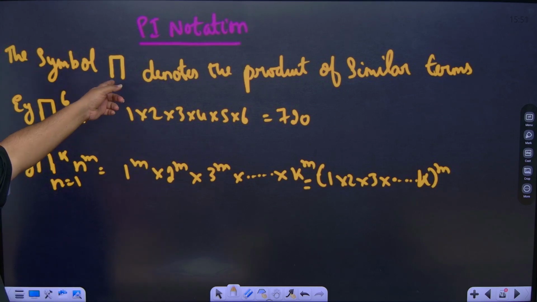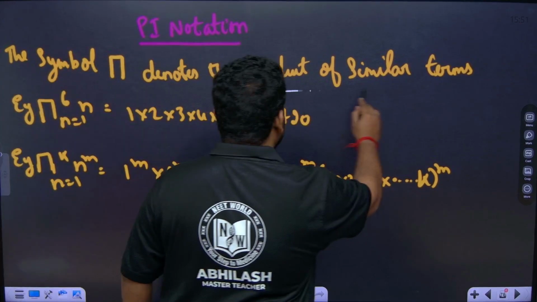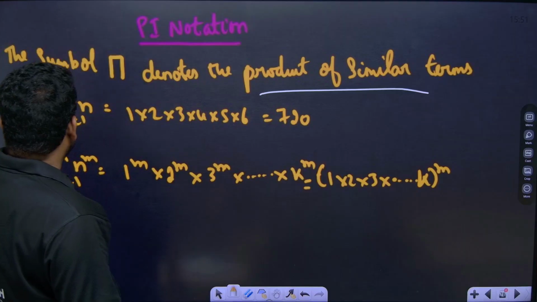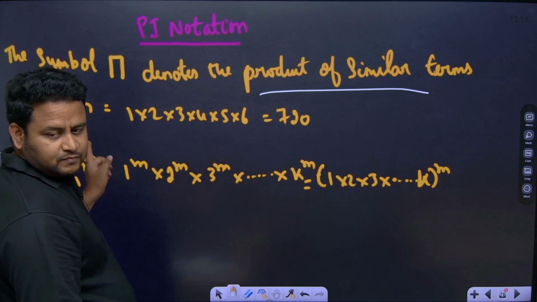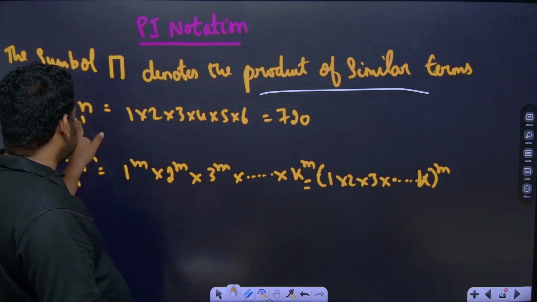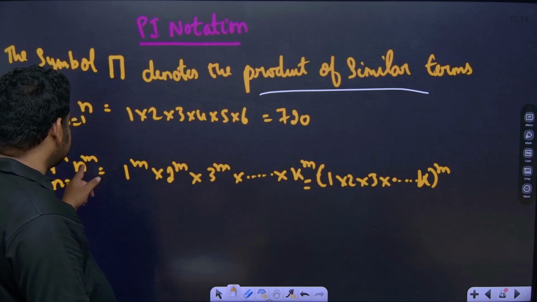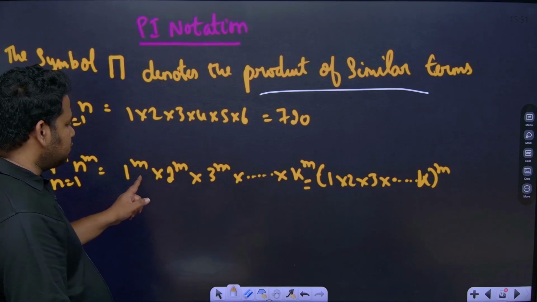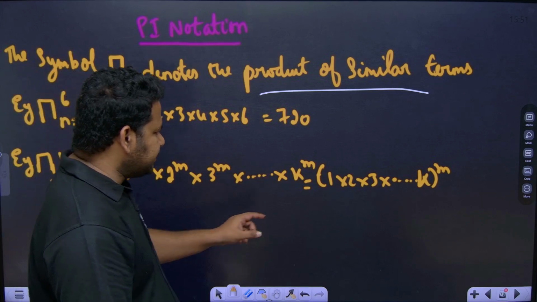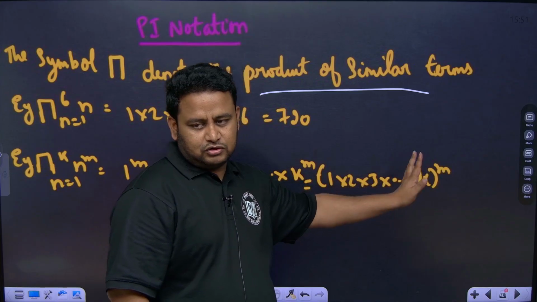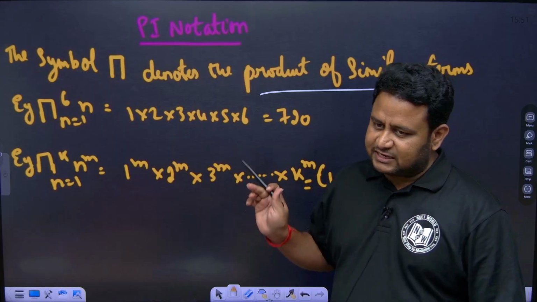So this pi notation, this symbol, what does it denote? Product of similar terms. When they give it like this, the product from n equals 1 to 6 of n is nothing but 1, 2, 3 up to 6 terms, which is 720. Similarly, the product from 1 to k of n to the power of m: n goes 1, 2, 3, 4, 5, 6 up to k, and for each term you put the power m, or you can write it as (1, 2, 3 up to k) whole to the power of m. That is the pi notation. Sometimes they give it like this also, instead of sigma, they can give pi.